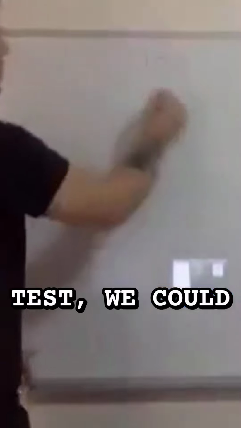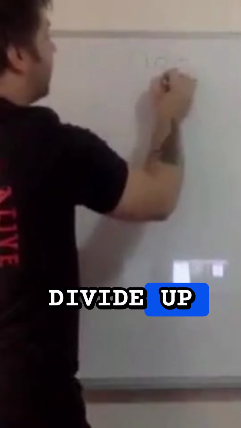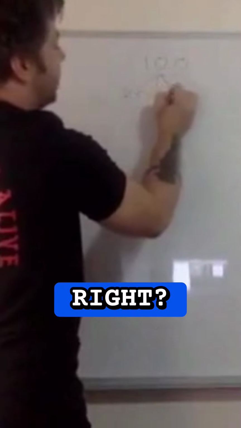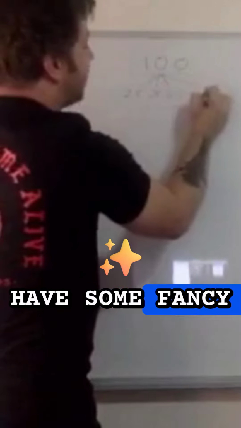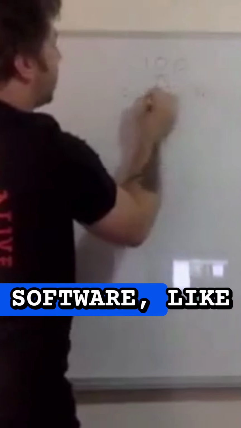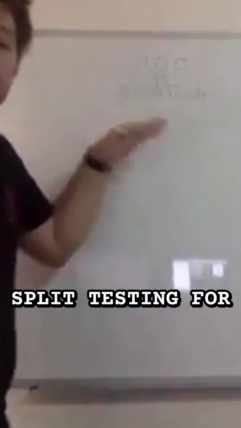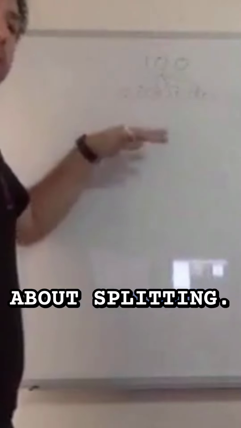So for a split test, we could just take this and divide up our audience into groups of 25, right? Now, if you have some fancy email marketing software, like I can name a million of them, ActiveCampaign, Constant Contact, MailChimp, it can probably do the split testing for you. So don't worry about splitting.